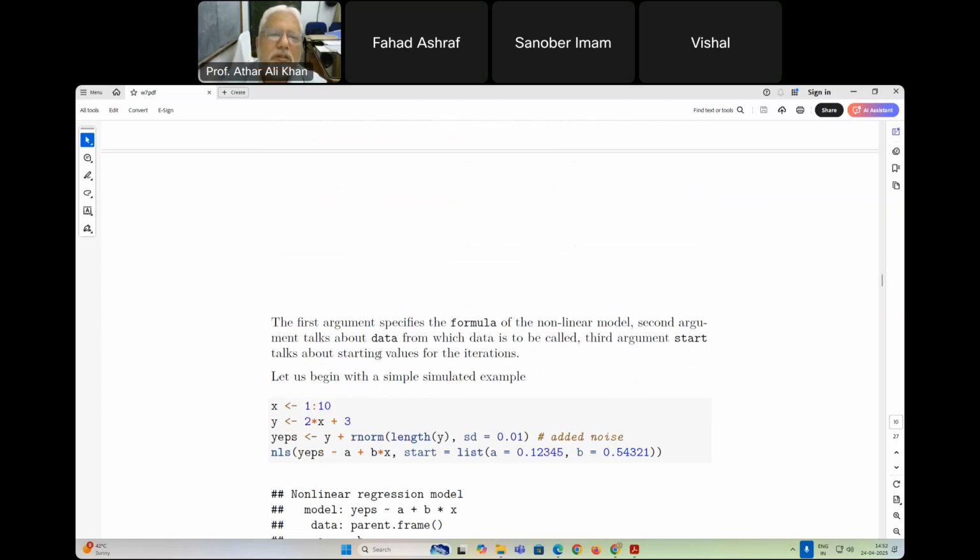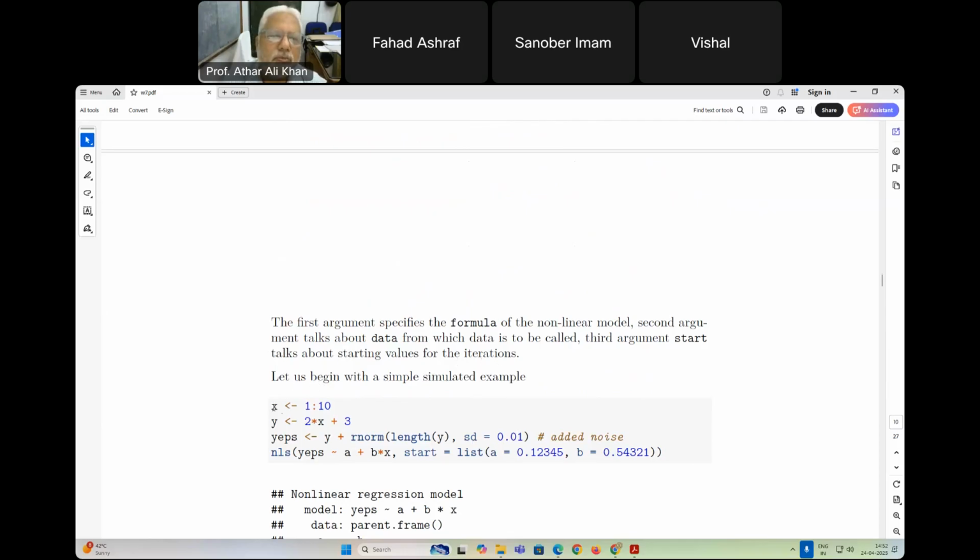Here, the first argument specifies the formula of the nonlinear model. The second argument talks about the data from which the variables are to be taken. The third argument talks about the starting values for the iteration.